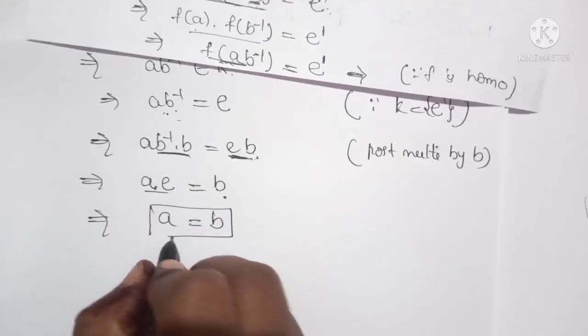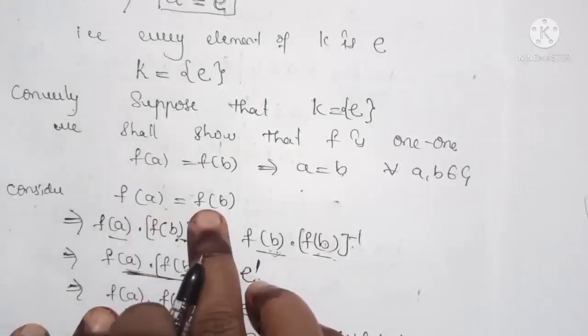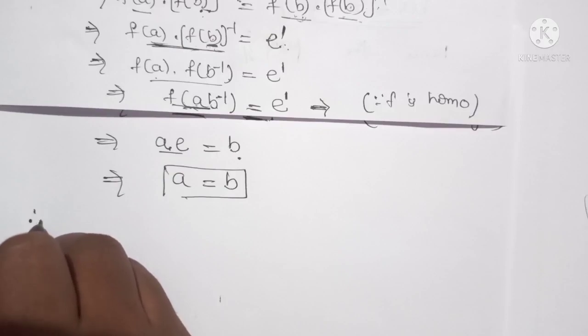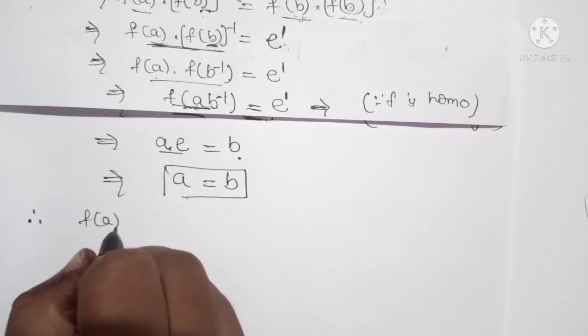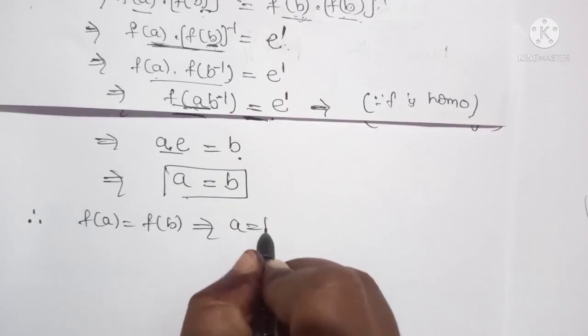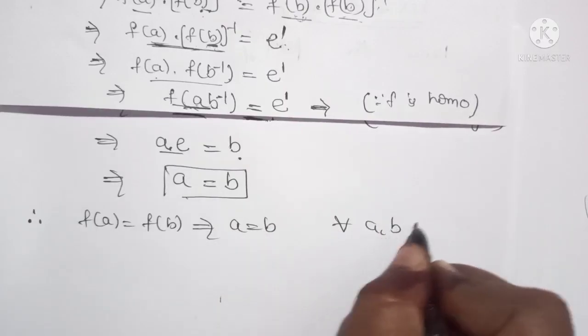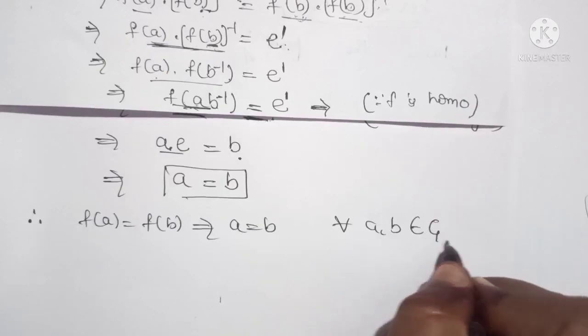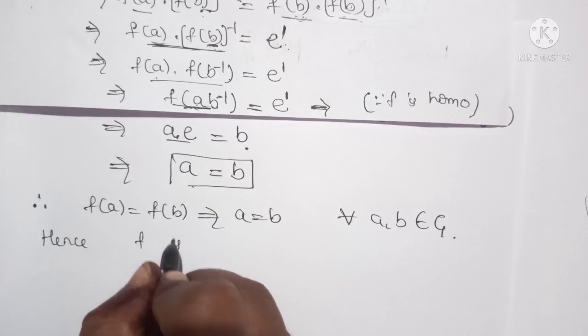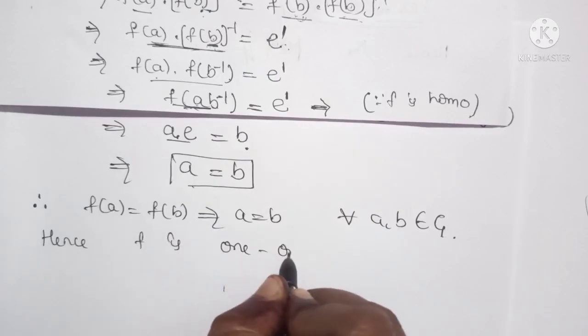So we have started with f of a equals f of b, and we have proved that a equals b. Therefore f of a equals f of b implies that a equals b for all a, b belongs to G. Hence f is 1-1.